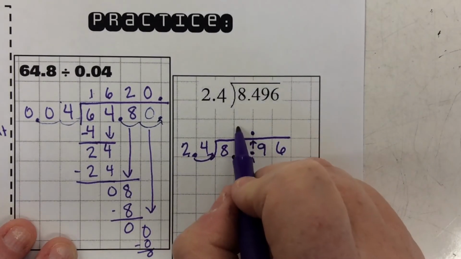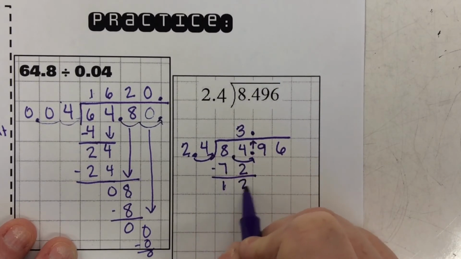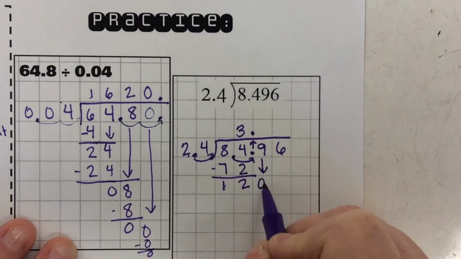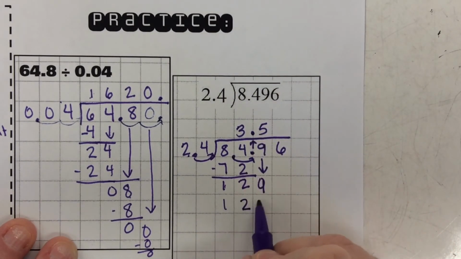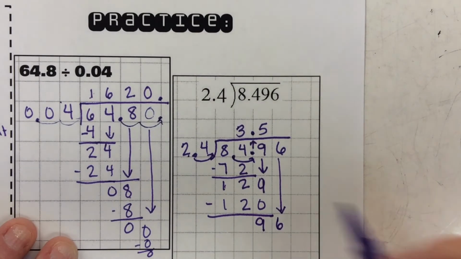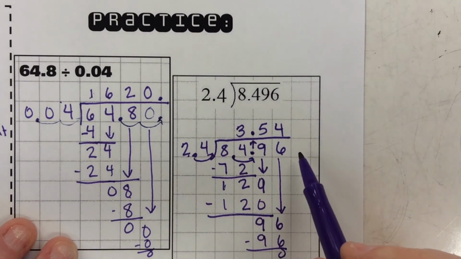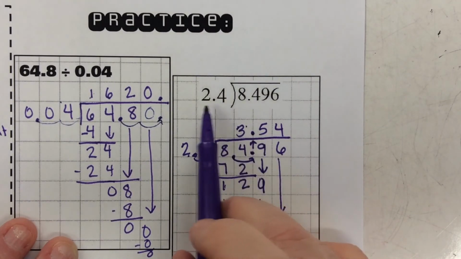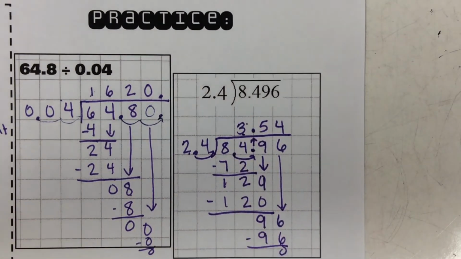So 24 times 3 is 72, and I subtract and get 12, and I bring down my 9. Oops, 9. So 24 times 5 is 120, and I subtract and get a 9, and then I bring down my 6. 24 goes into 96 how many times? 4. 24 times 4 is 96, and I get a 0. Okay? 3 and 54 hundredths. You can think about it as 2 times 3, somewhere close to 8. Yeah, just double check that for estimation for reasonableness.